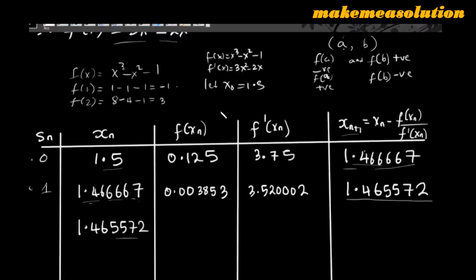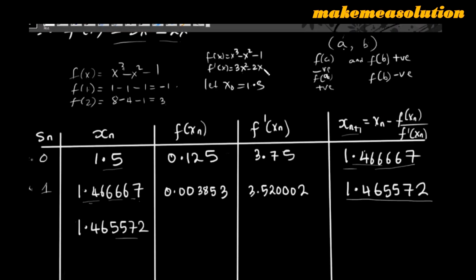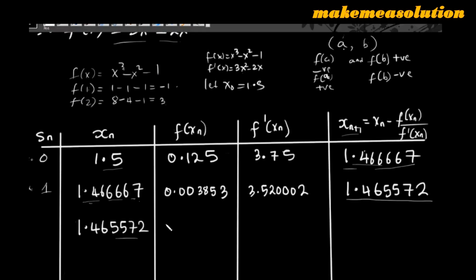So in the original function, we have something cube minus something square minus 1, and that something in this case is 1.465572. That okay? So this gives me 2.69 exponential minus 6. So this means exponential minus 6 will have 5 zeros before the number.